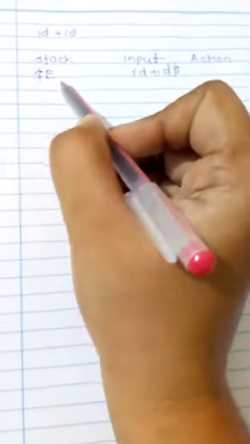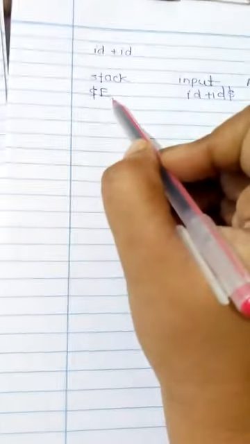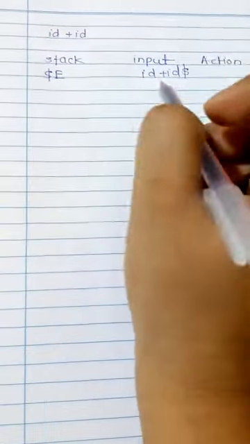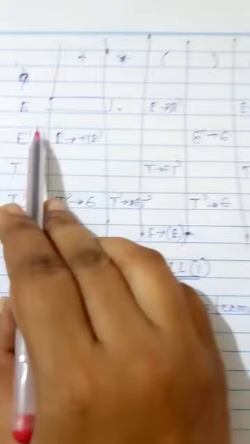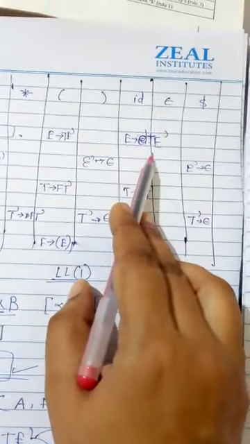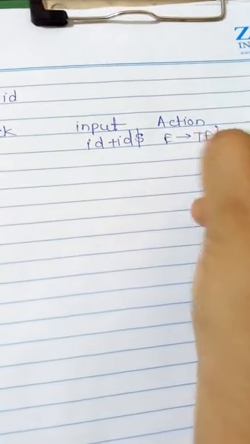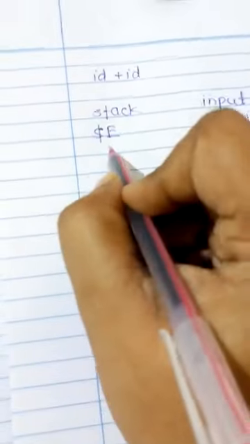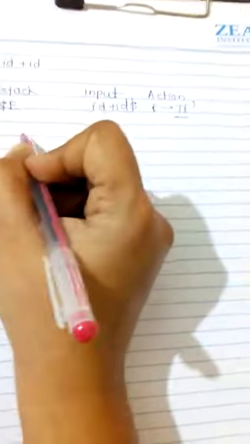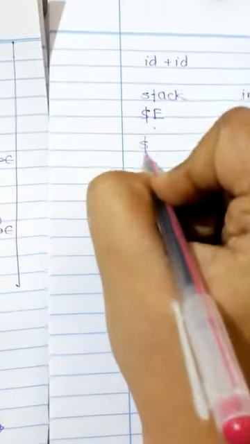Now what you have to do is perform an action. So check E on id. For checking it, you have to refer to your predictive table. E on id: for the production rule you are getting E gives you TE prime. So you will write here E gives you TE prime. Once you get this rule, this E should get replaced with TE prime, or TE dash. So you will push this rule onto the stack.